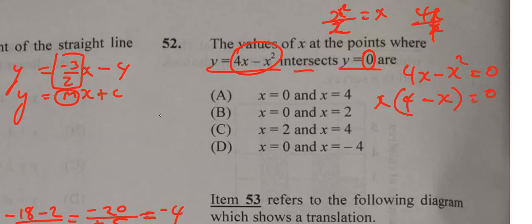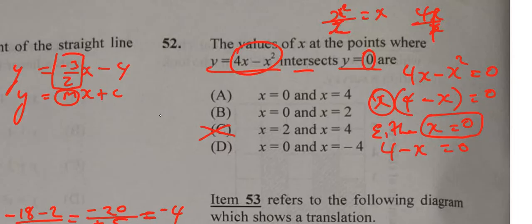Now this implies that either the x here is equal to 0 or the 4 minus x is equal to 0. So we already have x being equal to 0. So the answer, this C is out, because one of the x is equal to 0. Now let's look at 4 minus x equals 0. We can transpose the minus x to the other side to get positive x. So that means x is equal to 4. So 0 and 4, which was option? That's A.